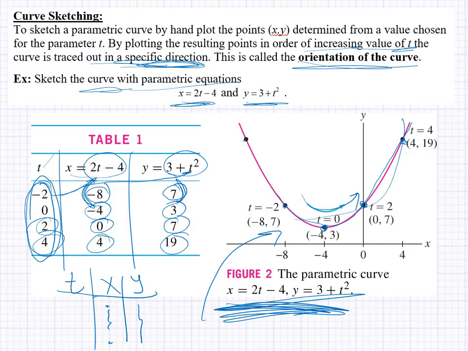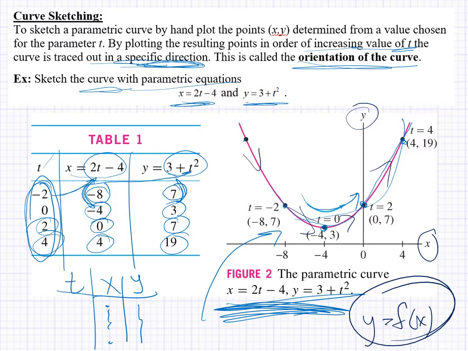Notice, again, this is being graphed on the xy plane, same as a y equals f of x equation would be graphed on this xy plane as well. But what we're getting is this curve in a particular direction with all this additional information that we wouldn't get from a y equals f of x equation. And this is the purpose of parametric equations. But to graph them, it's fairly simple to do with a table.